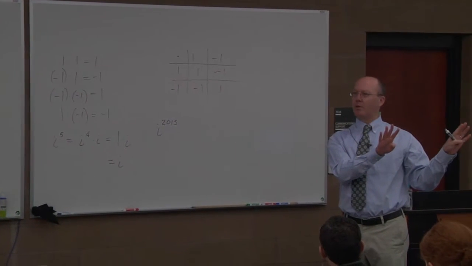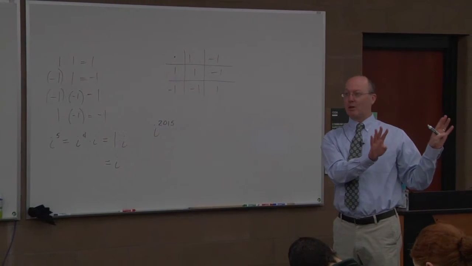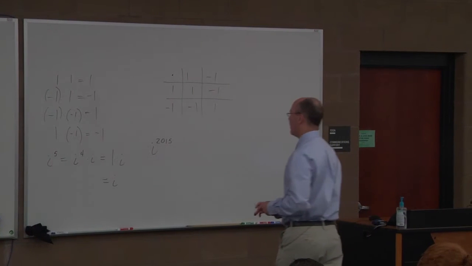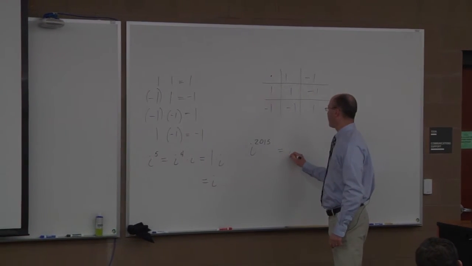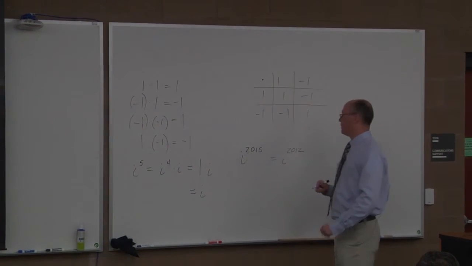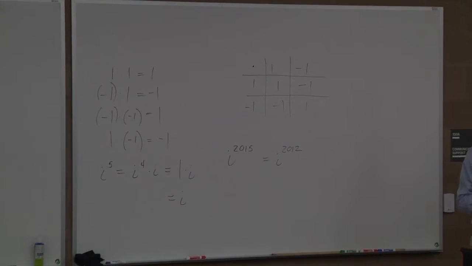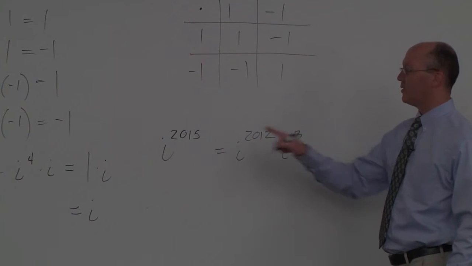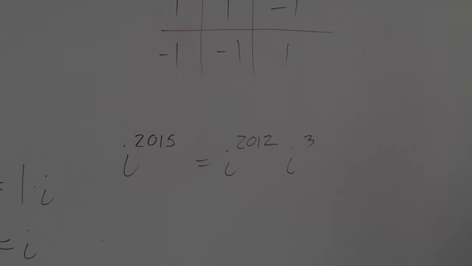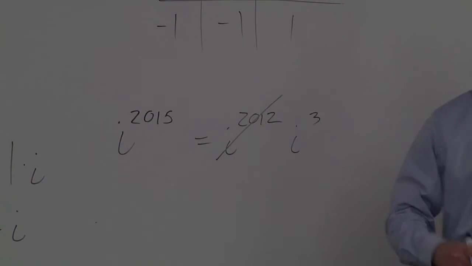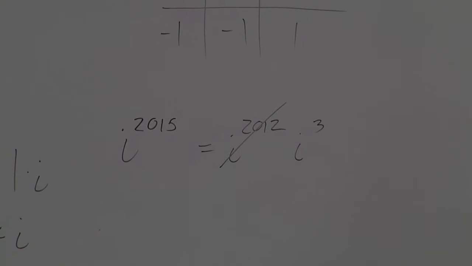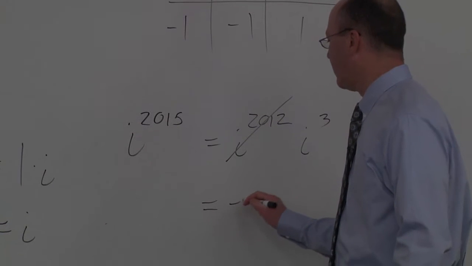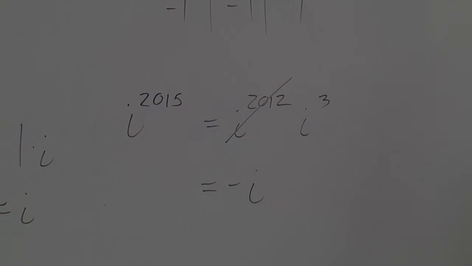So really what we're looking for is a power of 4 close to 2015. 2012 is close. It's a power of 4. Notice that 2012 plus 3 is 2015. These 2012 i's did just cancel each other out because it's a multiple of 4. You get i to the third, which we already calculated as negative i.